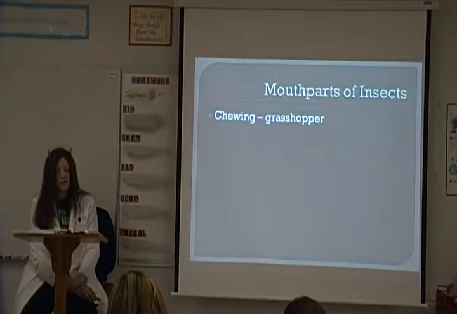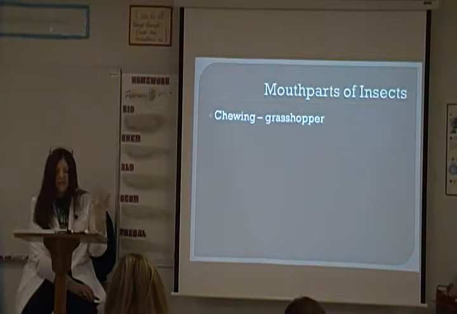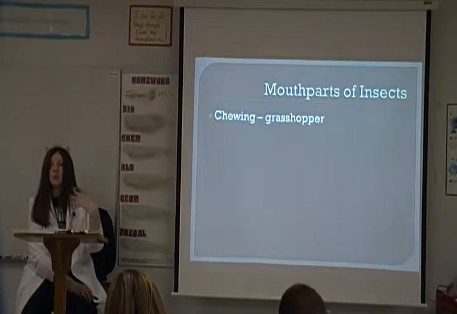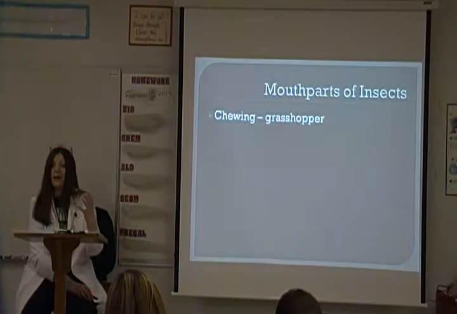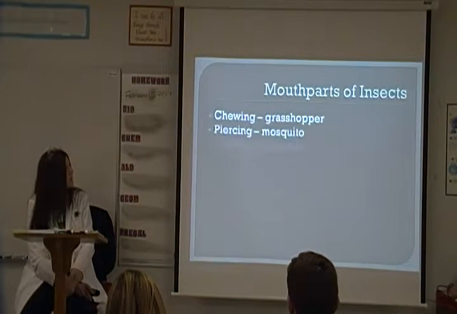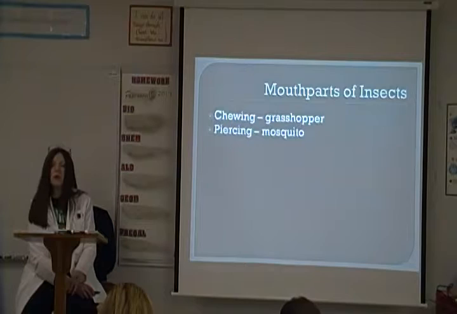So they can be chewing. These are animals that like vegetation. They consume plant material. These are the ones that destroy your crops. Grasshoppers, locusts, and beetles like vegetation most of the time.